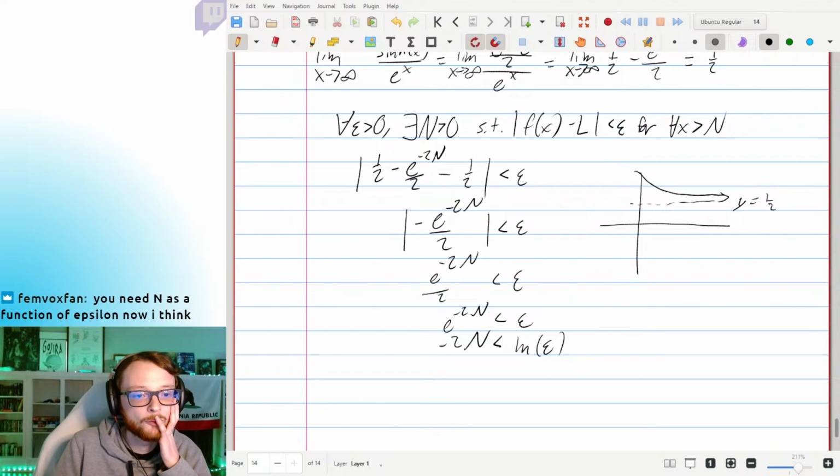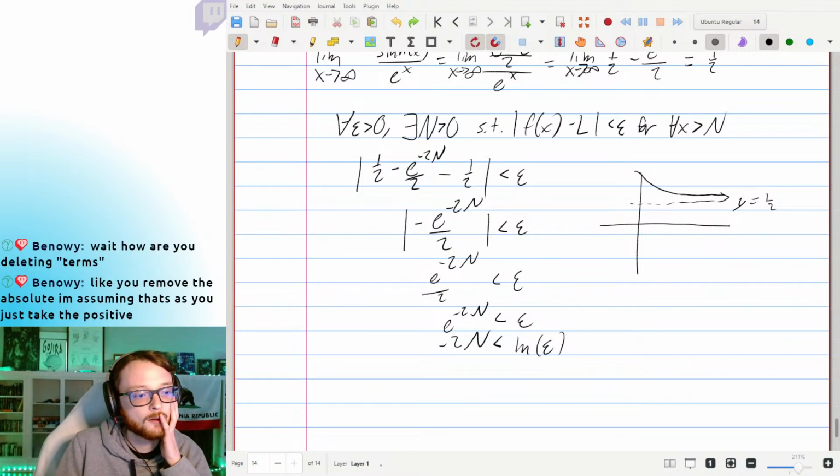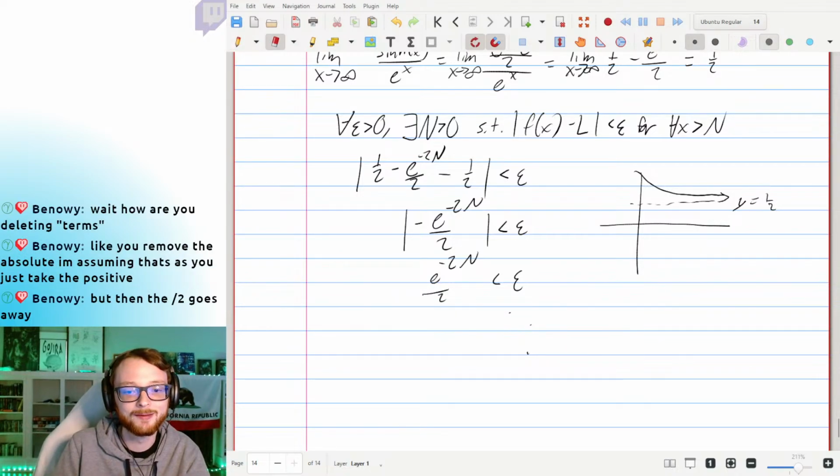How am I deleting terms? What do you mean deleting terms? Like these 1/2s? Or the absolute value? Oh, okay. I took out the absolute value. Oh, I messed up. Okay, sorry. I multiplied each side by 2 in that step, but I forgot to put the 2 over there. Let me back up though.